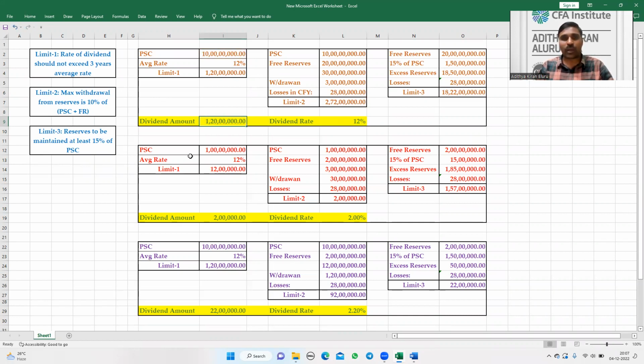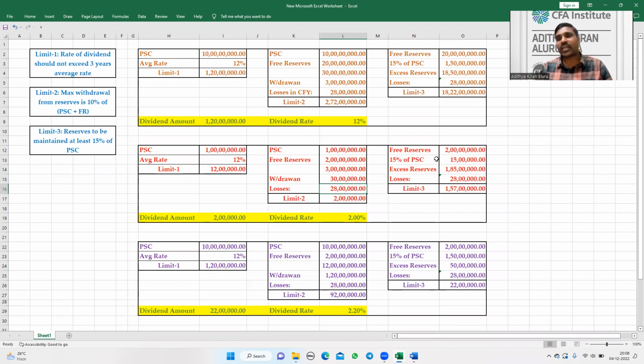This is one problem. Another problem, look at this. The average rate is the same. Now the paid up share capital I have taken as only 1 crore, not 10 crores. 1 crore into 12% will be 12 lakhs. That is one limit. Second, 1 crore paid up share capital and 2 crores free reserves, the total will be 3 crores. Out of the 3 crores, 10% will be 30 lakhs.